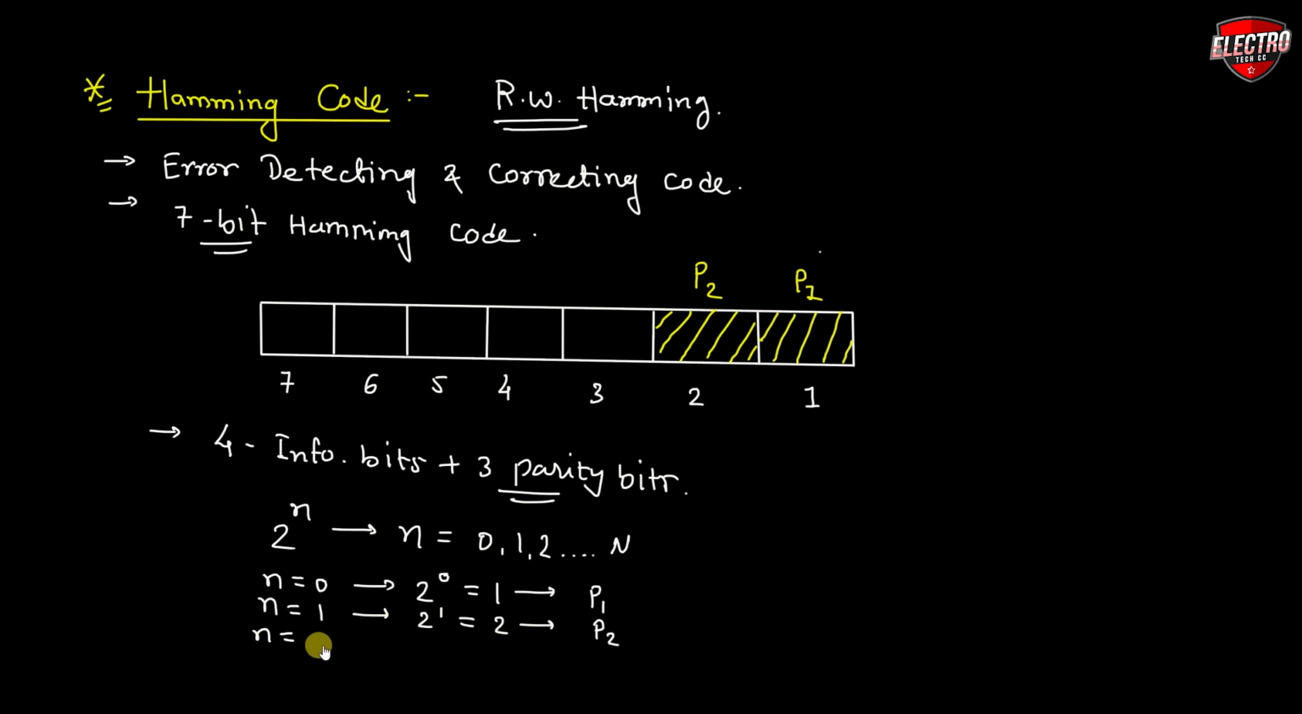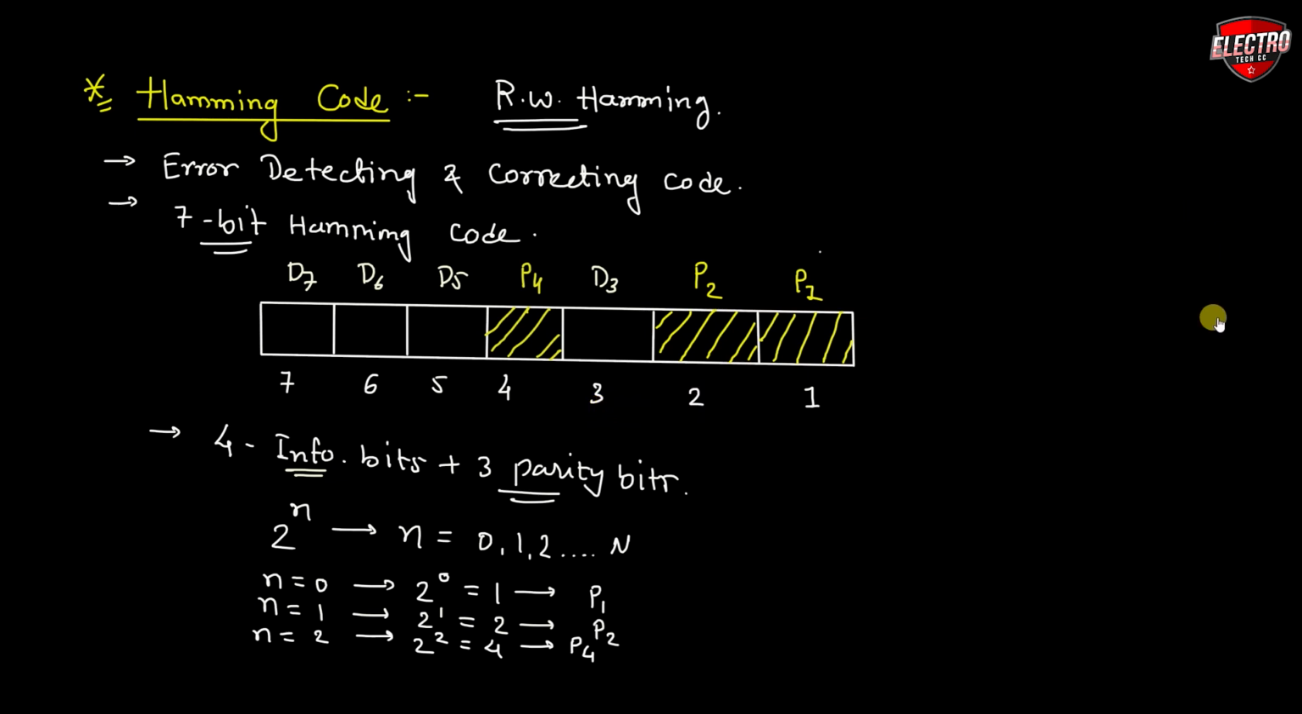If we place n equal to 2, then we get 2 to the power 2, which is equal to 4. That means the position of the third parity bit is P4. In our final code, we can place the third parity bit over here, P4. We can use the remaining bits for information bits. So D3, D5, D6, D7 are the data bits for the given Hamming code.